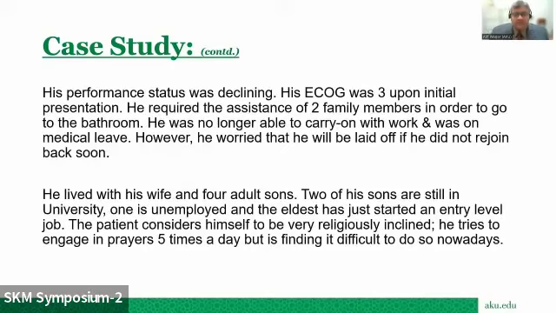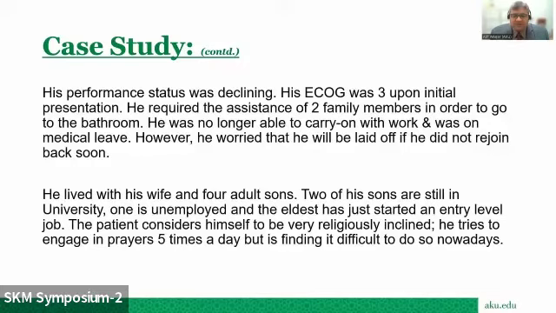His performance status was declining. His ECOG at the time of initial presentation was 3. He required the assistance of 2 family members in order to be ambulated to the bathroom. He was no longer able to carry on with his work and was on medical leave from his job. However, he worried that he would be laid off if he did not rejoin soon. He lived with his wife and 4 adult children. 2 of his sons are still in university. One of them was unemployed and the eldest had just started an entry-level job.